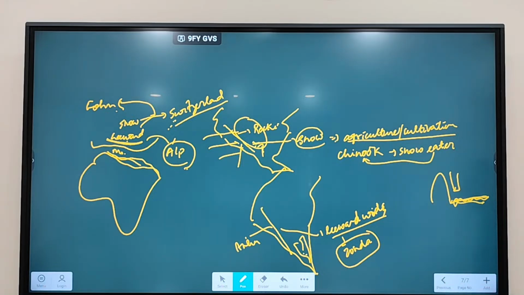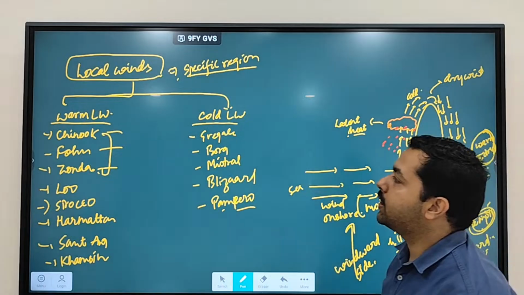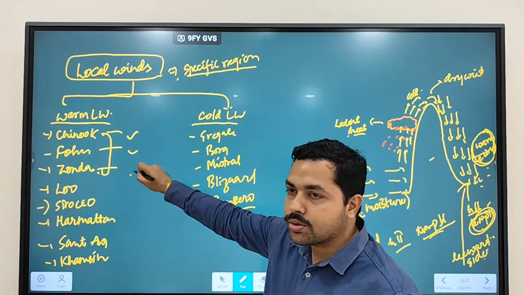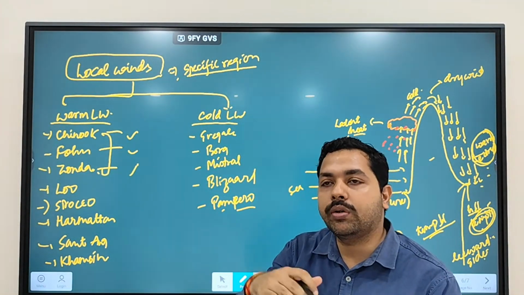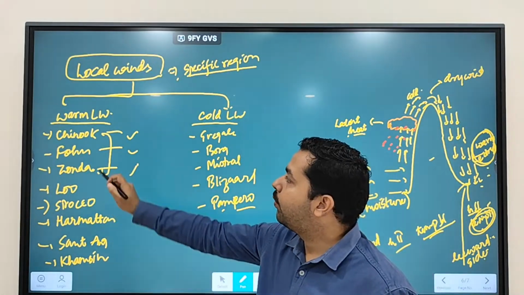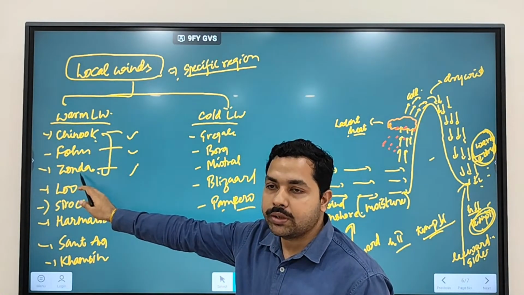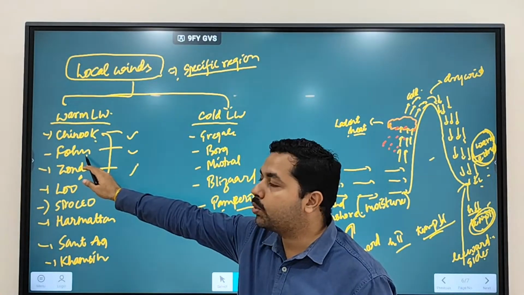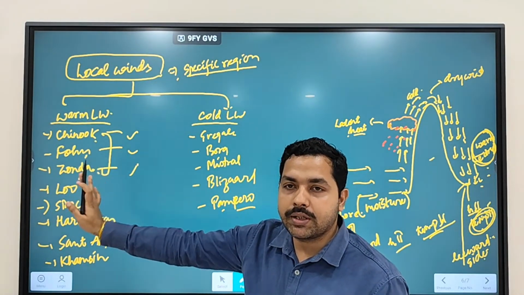Clear? All these three types of wind, Chinook, Foehn and Zonda, are which type of wind? They are blowing on the leeward side of the mountain. One is blowing in North America, one in South America, and one in Europe, the Alps region. Fine.